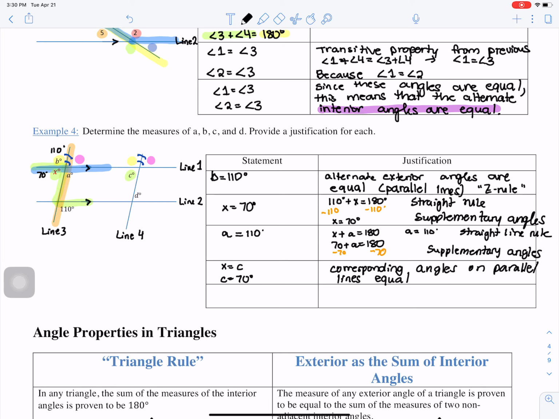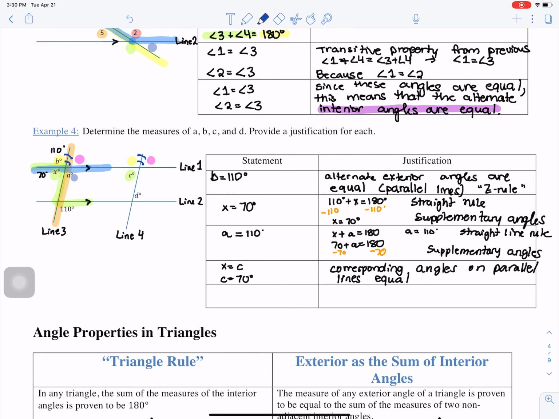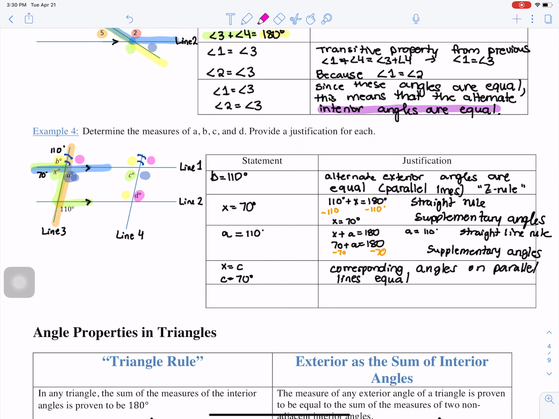Okay, and then angle D is also, I'm going to label the last one blue. So angle A matches the bottom left. Now if I do another set of corresponding lines being formed with line 2 and line 4, the top left I've already highlighted yellow. The top right is labeled D. So D is the same as 70 degrees.